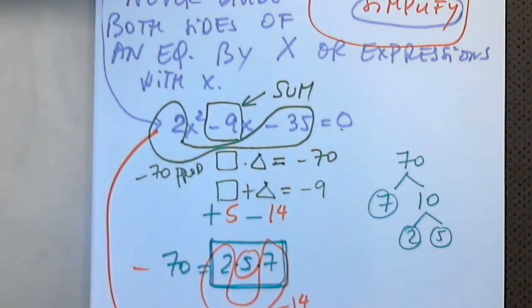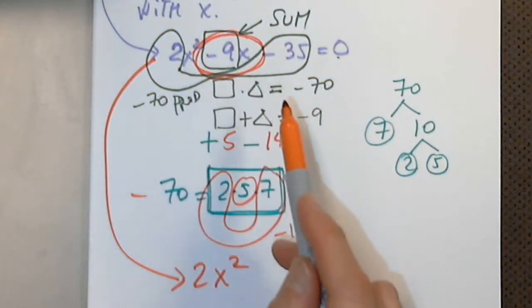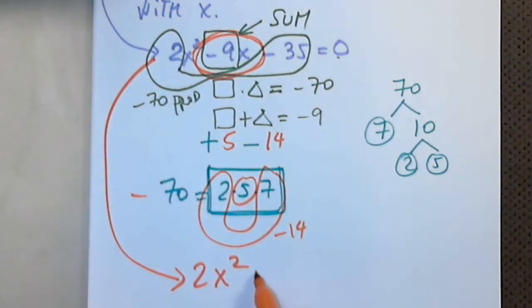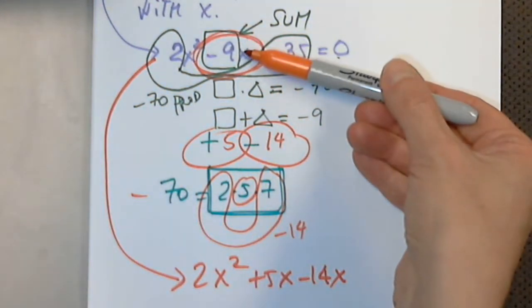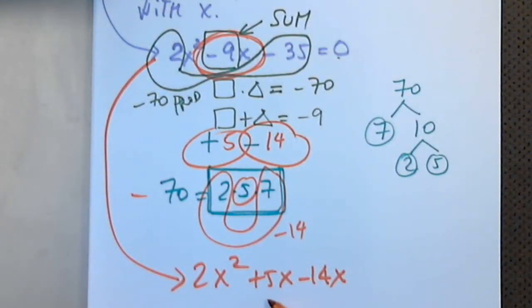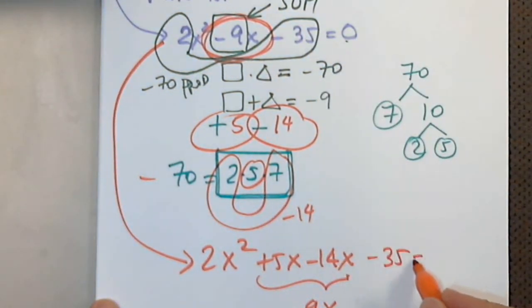Now, the next step is I rewrite the equation. 2x squared cannot be changed, but negative 9x becomes positive 5x minus 14x. So I'm using the numbers we just determined to replace this middle term by 5x minus 14x. I didn't change the problem. I just turned 3 terms into 4 terms, but I didn't change the problem because this is still negative 9x. I copy negative 35 and I copy the equal symbol and 0.